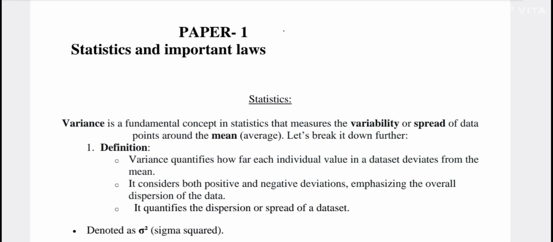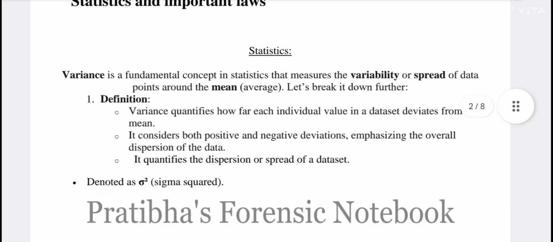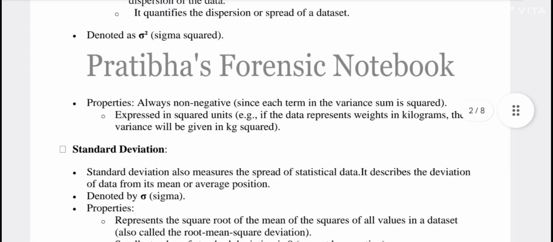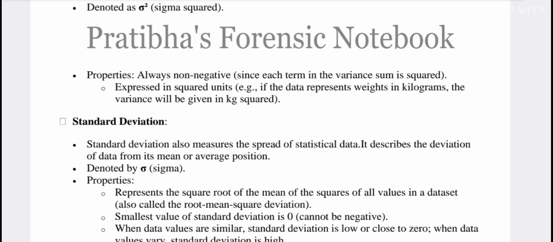So the first term is variance. In statistics, it is the basic concept that helps us to measure the variability. Okay, so basically variance is a measure that describes how much each number in a set differs from the mean or average of the set. It is calculated by taking the average of the squared difference between each number and the mean. Okay, so it basically considers positive and negative deviations and is denoted by sigma squared. The property is written here, you can study this on your own.